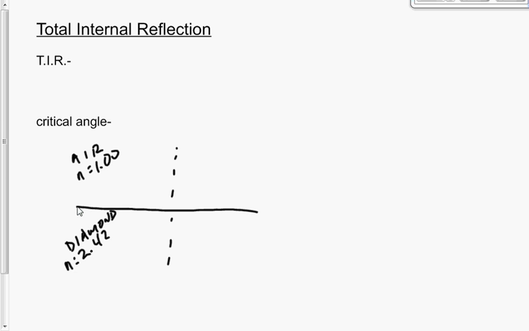The first ray of light here comes down here with an angle of incidence right here. It's going to refract when it goes into that diamond. It's going to refract because it changes speed. But how is it going to change speed? Is it going to speed up or is it going to slow down?